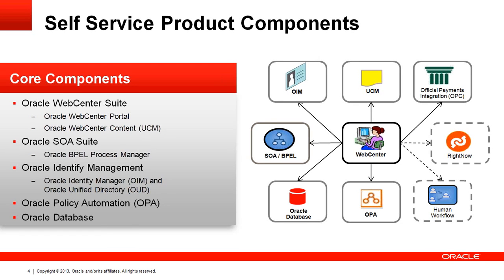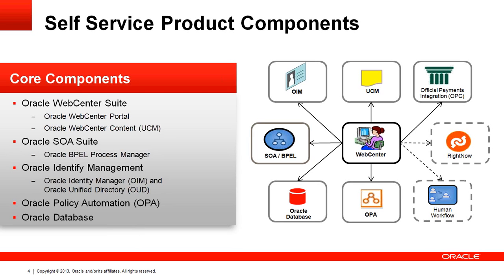There are two other items that are in dotted lines here that represent possible integrations that are not included with the product but are supported by the product architecture. One is the Oracle RightNow family of products, which is a family of products for customer experience across multiple channels, providing services like chat, co-browse, email management, and many more.